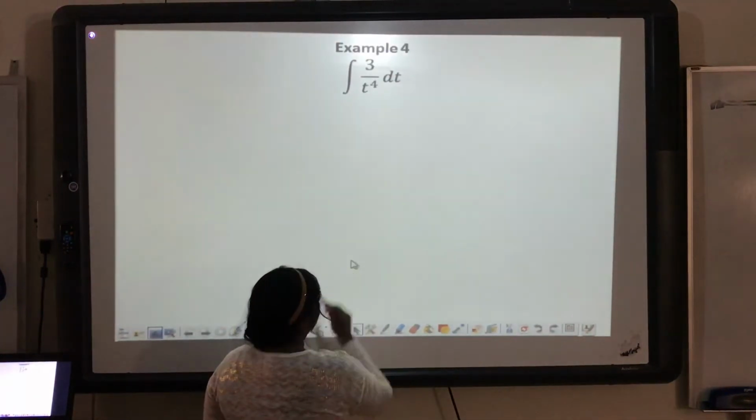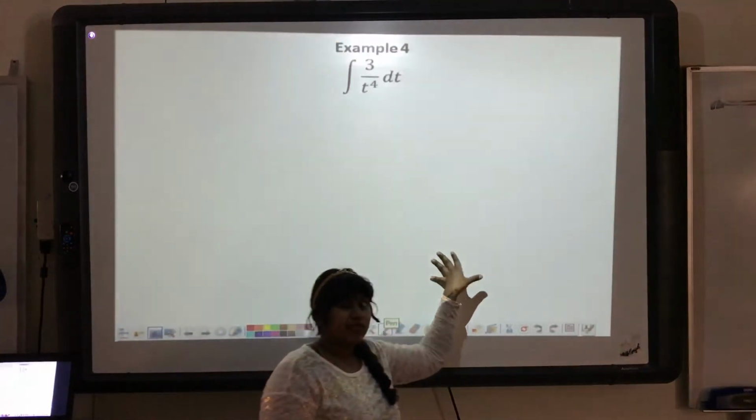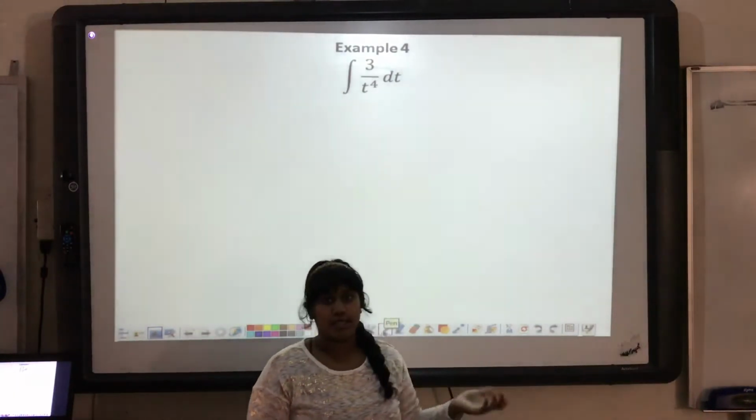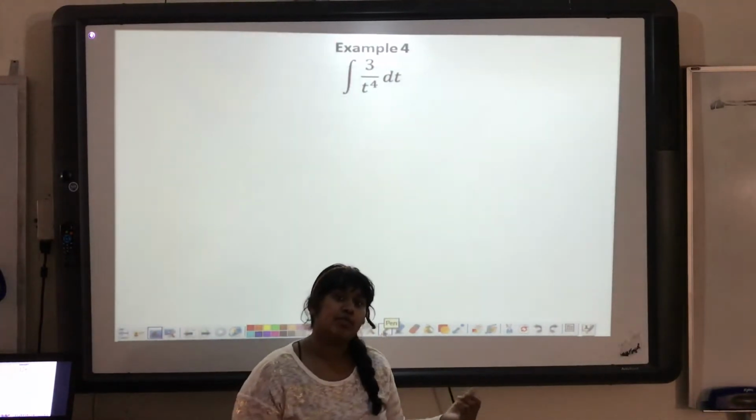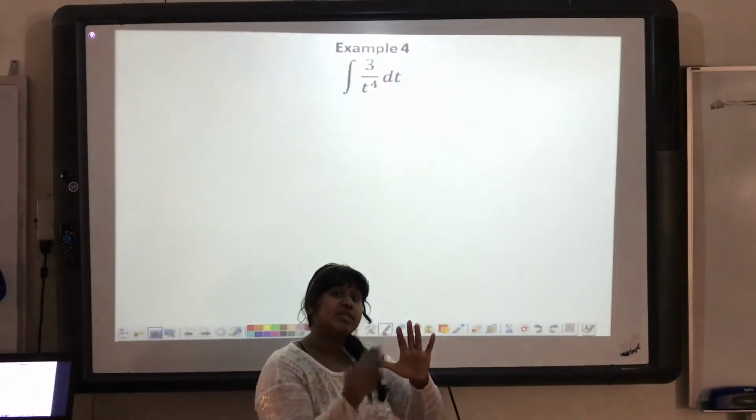Fantastic. We get to example 4, and now we have something a little bit different. In our denominator isn't some constant value, so I can't just rip it out front as a coefficient. It's actually our variable. So how do I change that? I have to do something to the exponent.